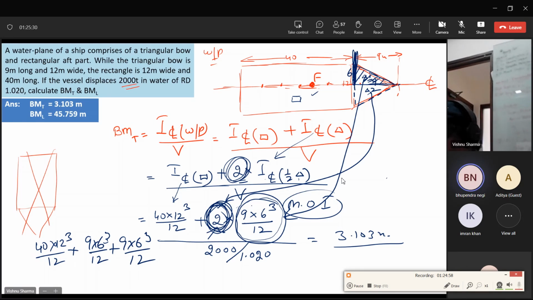Base always lies on the axis. That's why we can take the 9 meter. If you take 6 as the base, your moment of inertia of the triangle will come about this axis. Do you want about this axis? No, I want a 9 meter axis. Yes. So then this has to be the base, na? Okay, sir.